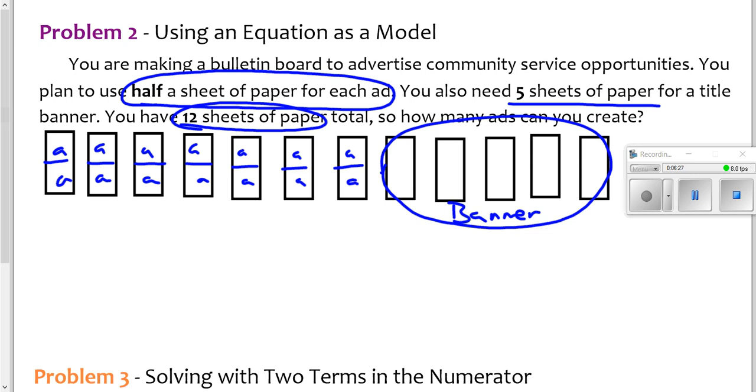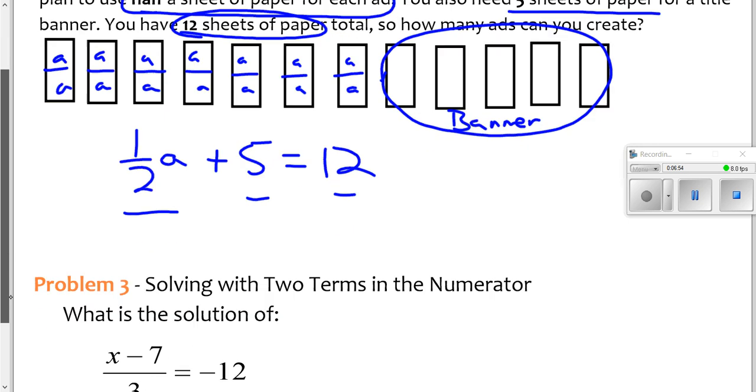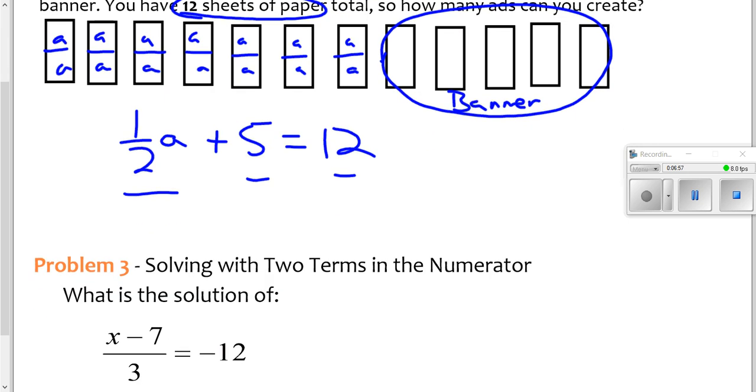But what I'm going to do here is write a formula. I'm going to get half an ad on each page, okay? I use 5 pages for a banner, and all told, I'm going to use 12 pieces of paper. So I've written a number here to represent the ads, and a number here to represent the banner. This represents everything. So now I can solve it and see what I'm supposed to get. I'm going to do PEMDAS backwards. So here I'm going to subtract the 5 from both sides. I'm going to get 1/2 A equals 7.